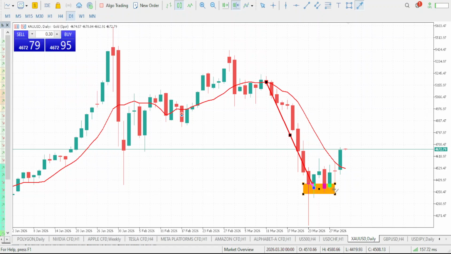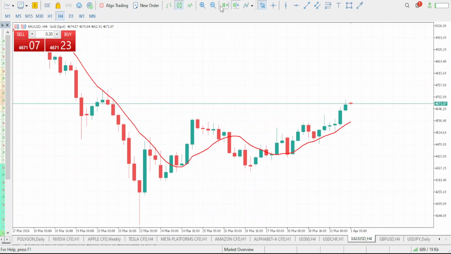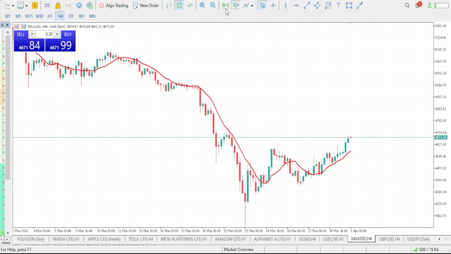That is one. Secondly, the market has now given us a breakout. It has broken above our 10-period simple moving average. That is also an indication that the market is now trending to the upside. So the market is now trading above our 10-period simple moving average, right? That is two. Now, if you go down to your lower time frame, you will see that the market is literally rallying up.